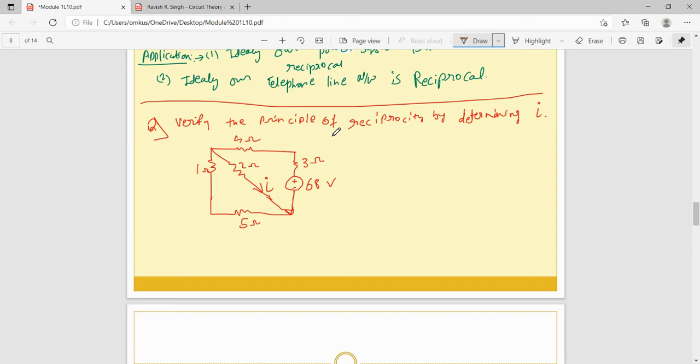How to solve? First of all, you need to calculate the value of current. So calculate it. Calculate the value of current. What is the value of current?